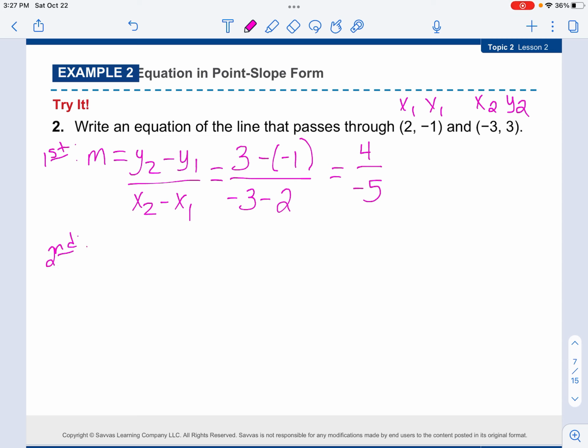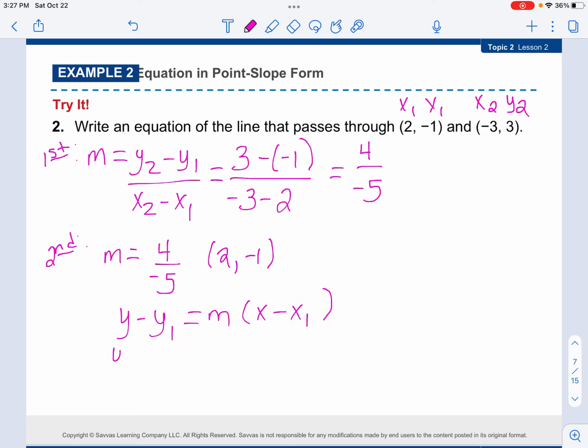Second, you're going to use the slope, and you're going to pick a point, and you're going to write the equation in point slope form. So y minus 2, not 2. See, mistakes happen. Y minus x1, probably because I don't have my points labeled. So let me go ahead and do that now. My point labeled. So x1, y1.